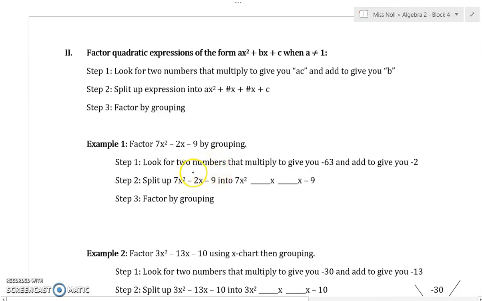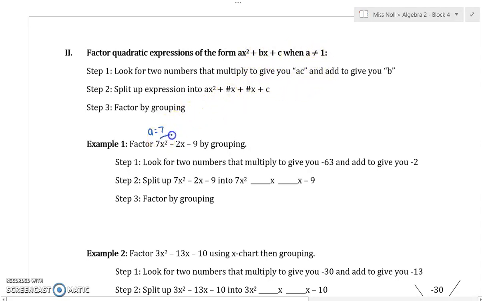So we're like, oh, 7x squared minus 2x minus 9. No factors are shared there, so there's not a GCF. Okay, so next thing we look for is what is the a value? That is the coefficient on the x squared term. So we see that here a equals 7. That tells us that we need to use this method because a is not equal to 1.